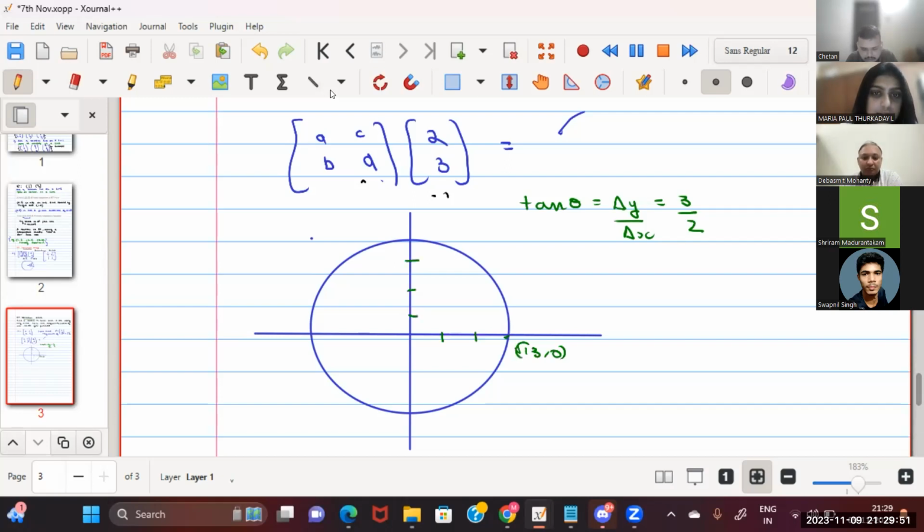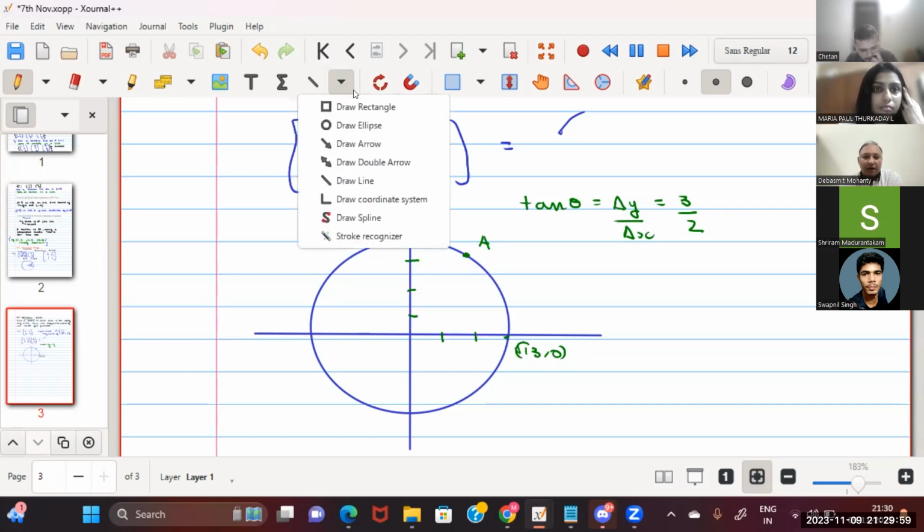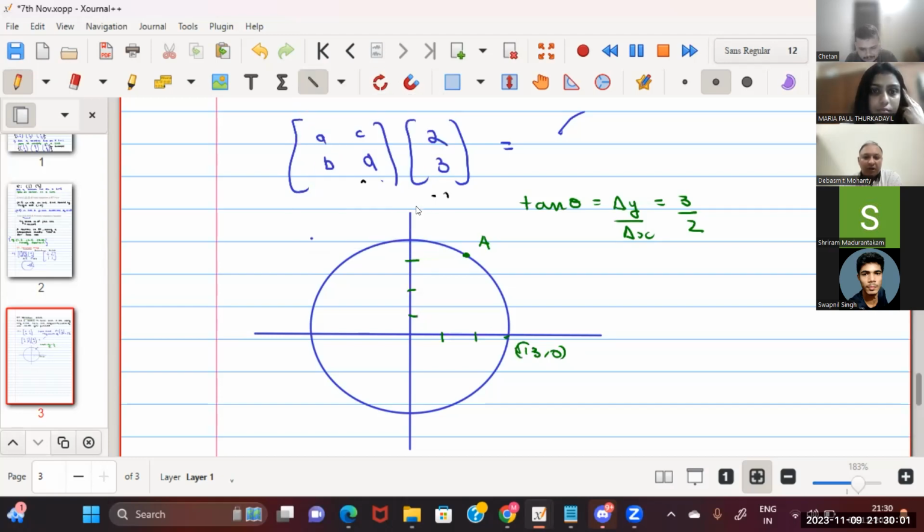So 2 units here, 3 units here. So that is vector A, and you connect it with a straight line with an arrow. So that's our vector, and we all know our basis, the x-axis. So it has an angle of theta. You can write it down by hand, no problem.